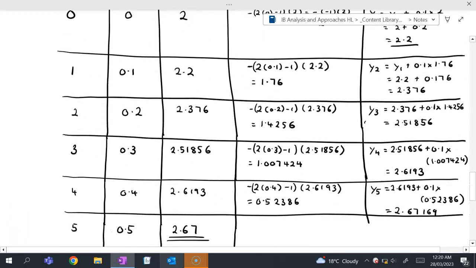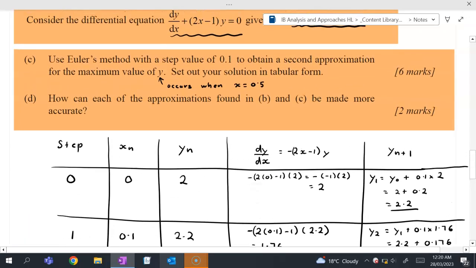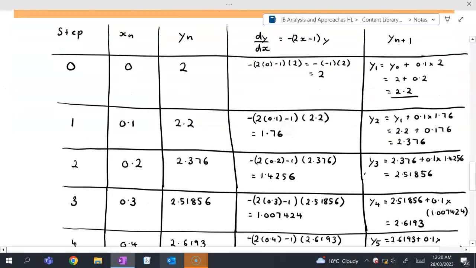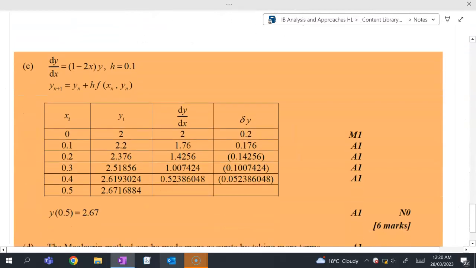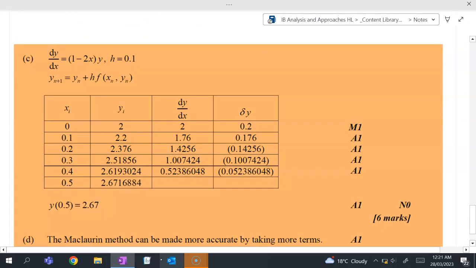Okay, now how can each of the approximations be made more accurate? We didn't find the approximation in B, so that's something else that we'll do later, but how can the approximation in C be made more accurate? Well, that's a smaller step size. That's pretty much a standard answer to any Euler's method problem. So let's have a look at the results in the mark scheme.